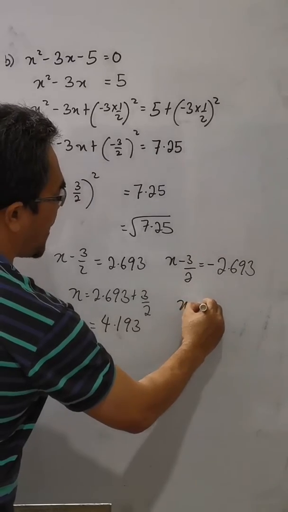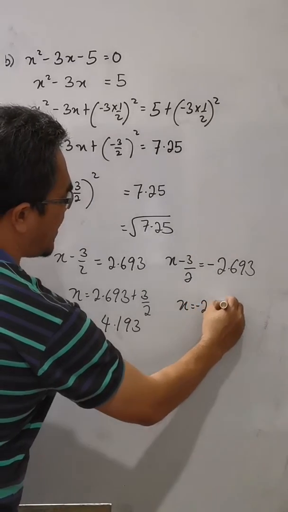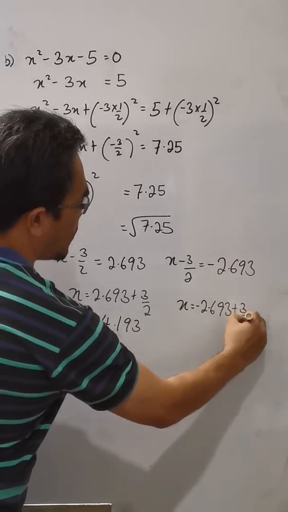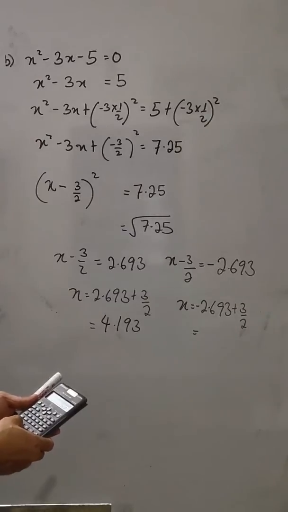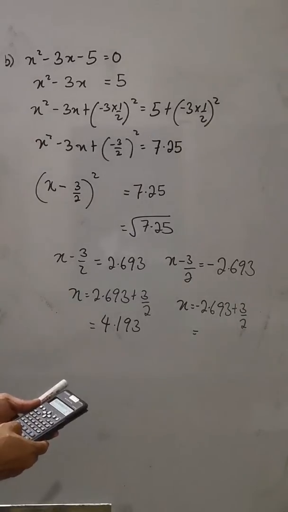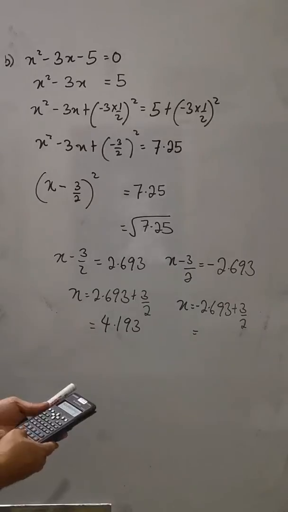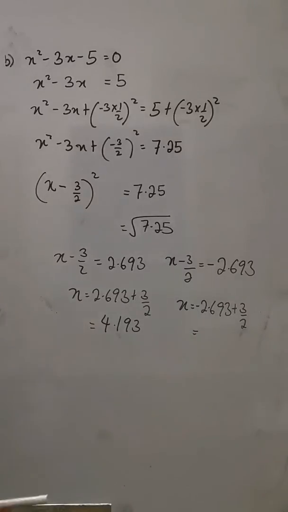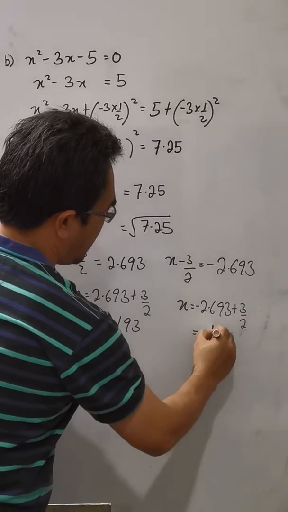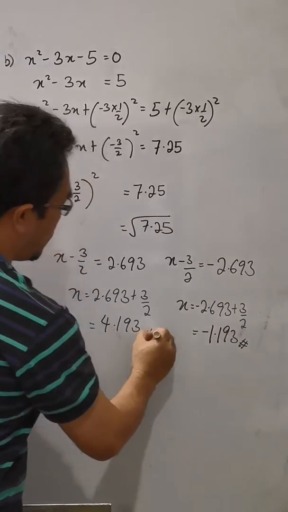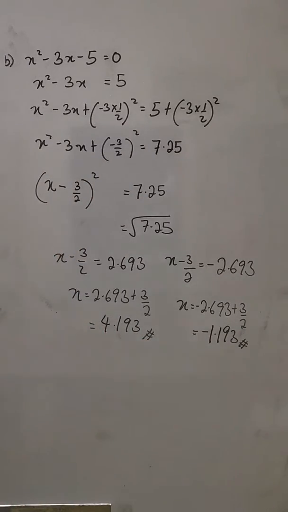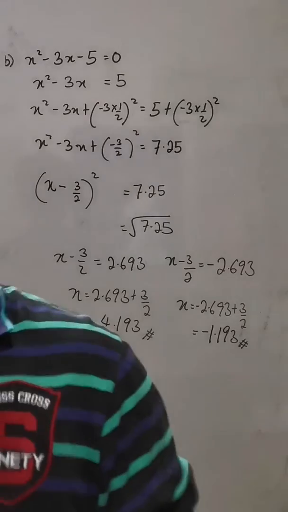The second value will be negative 2.693 plus 3 over 2. So the easiest is just to press the calculator. Negative 2.693 plus 3 over 2. So negative 1.193. Okay, so we have finished with question number 1B.